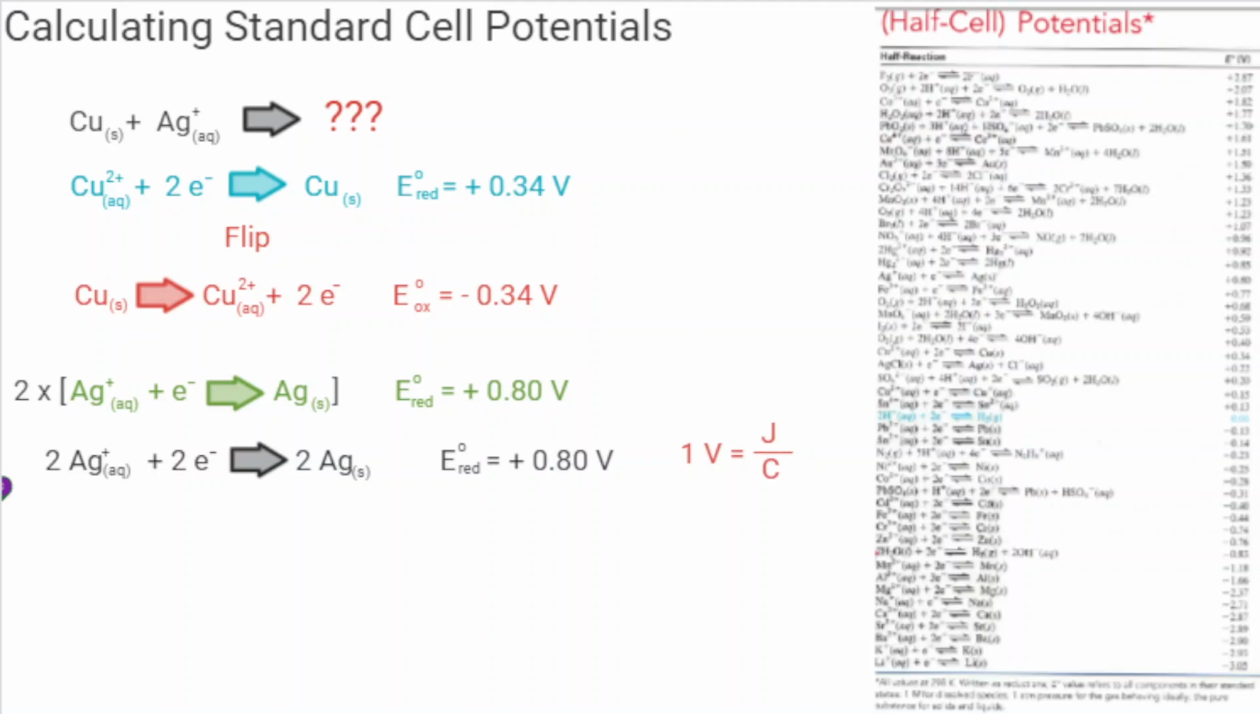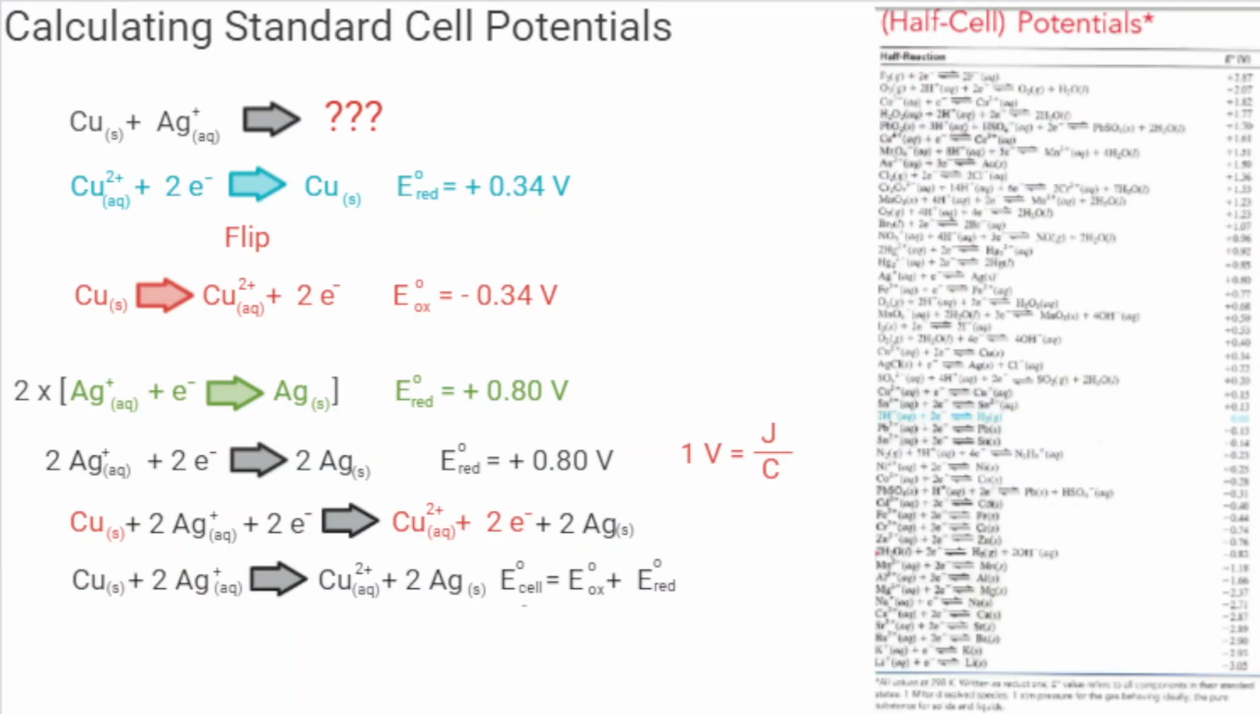So now that we have our 2 reactions, we can combine all the reactants and all the products. When we do that, we get copper solid plus 2 silver pluses plus 2 electrons yielding copper 2 plus plus 2 electrons plus 2 silver solids. Another thing to note here is that we have 2 electrons on the reactant side and 2 electrons on the product side, so these will cancel out and we can simplify our reaction to simply read copper solid plus 2 silver pluses yielding copper 2 plus plus 2 silvers.